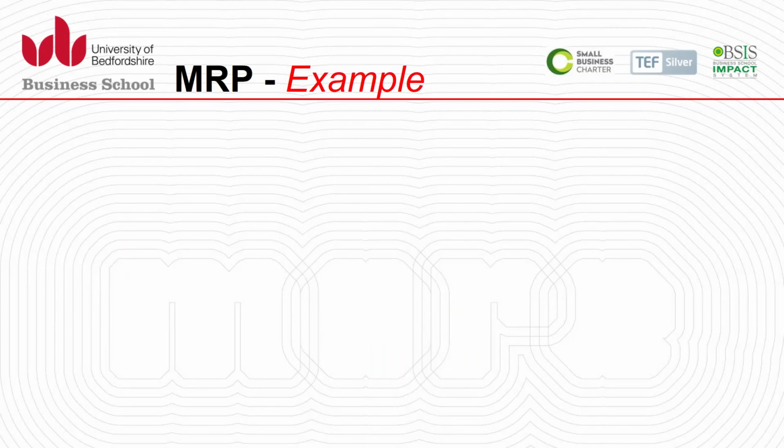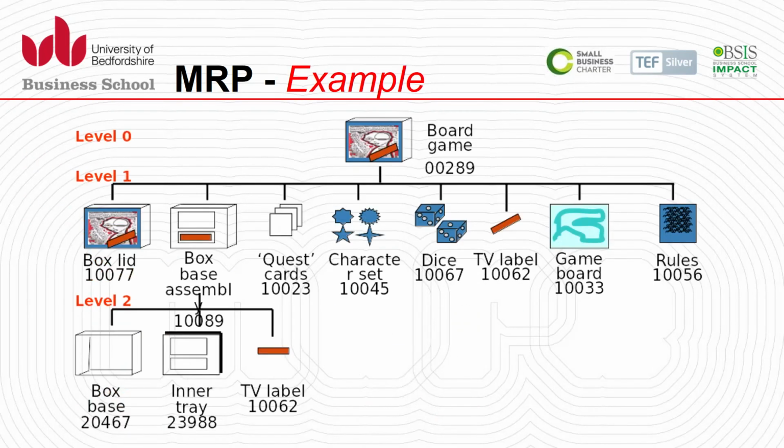When we see an example of an MRP, for example, we decompose a board game with its unique ID, and we can decompose it into the different components of this one particular product. We can see there is a range of different items within this box of the game to be sold to the customer.